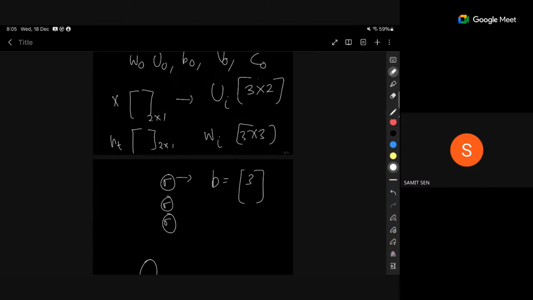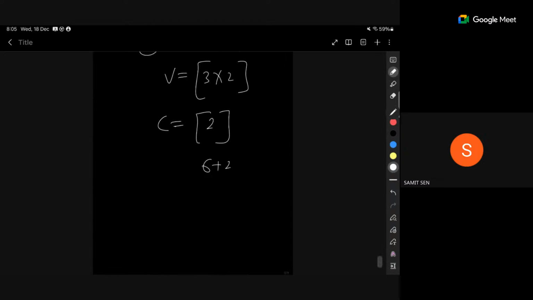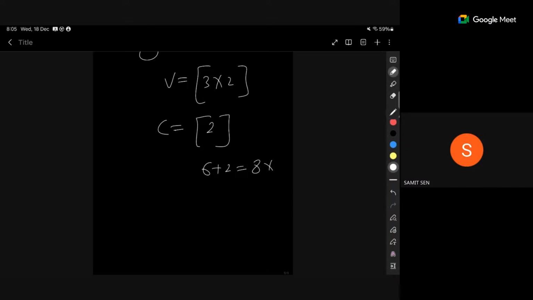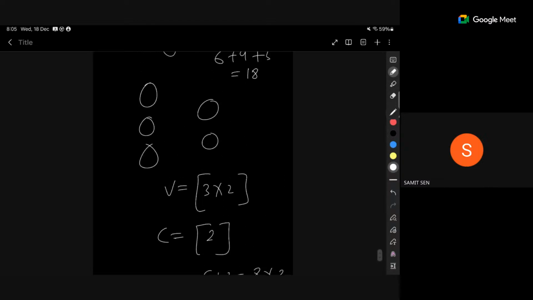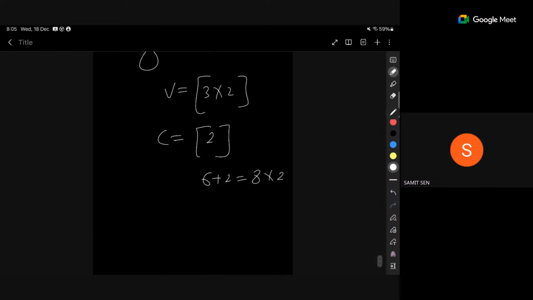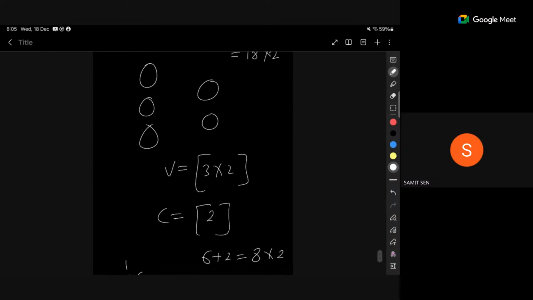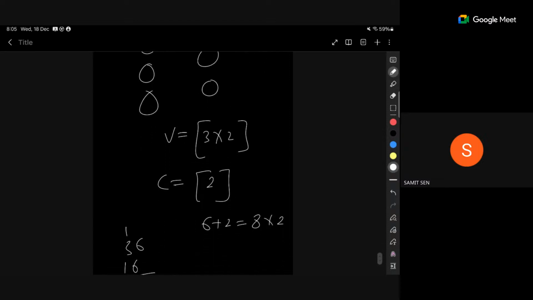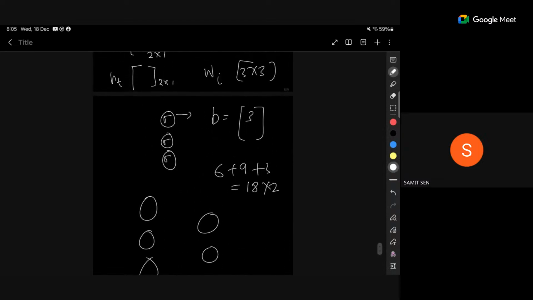Sorry, this is 6. 6 plus 9 plus 3 is 18. Okay. This is 6 plus 2, 8. And we'll have double of this, because both kinds of thing, and this is also double. So 36 plus 16, this is the right answer. No, I got 62. But why 36? Because it is 3, no? 18 into 3.